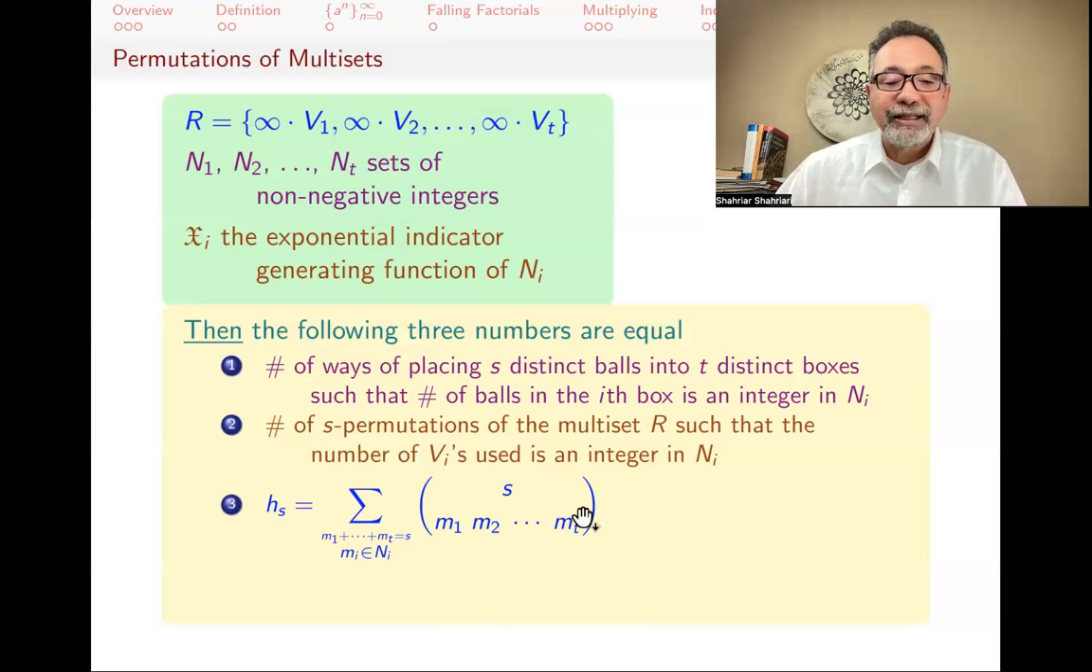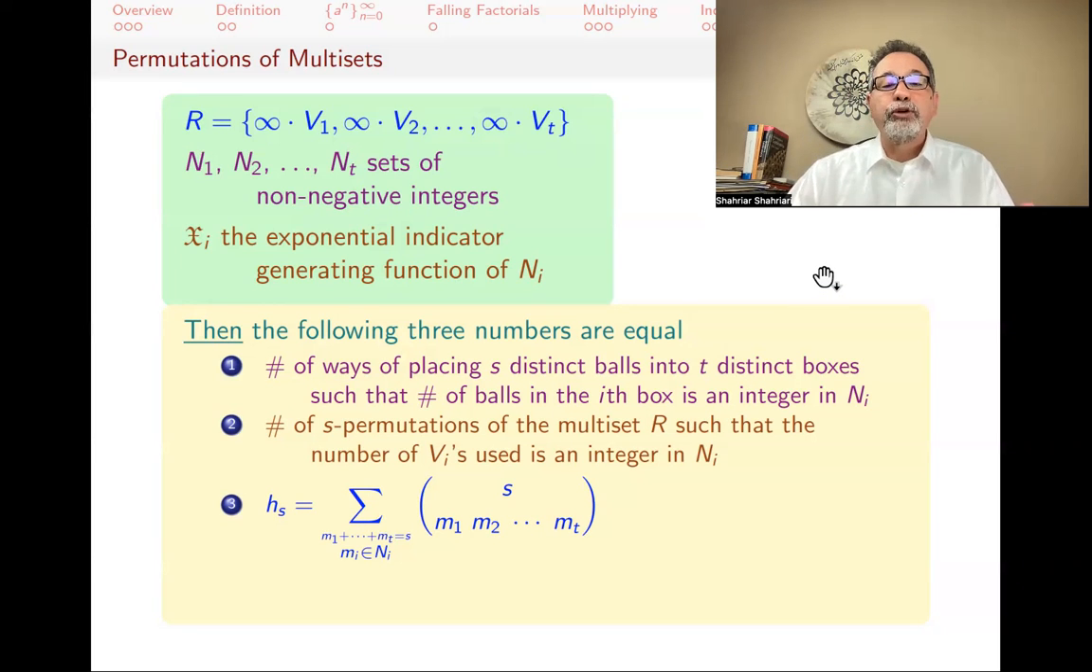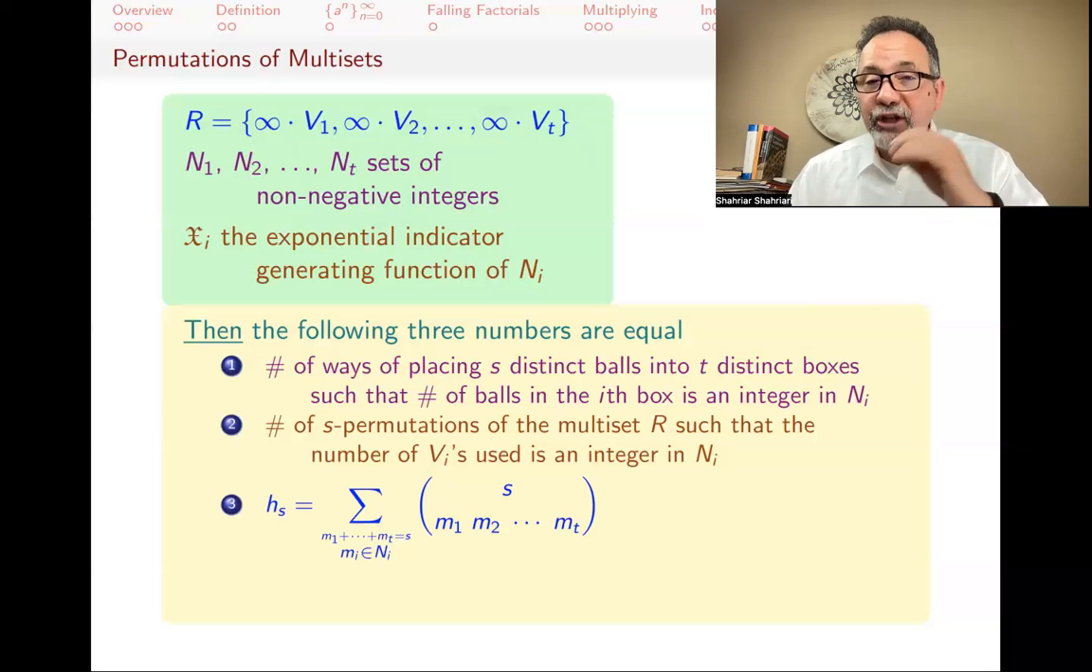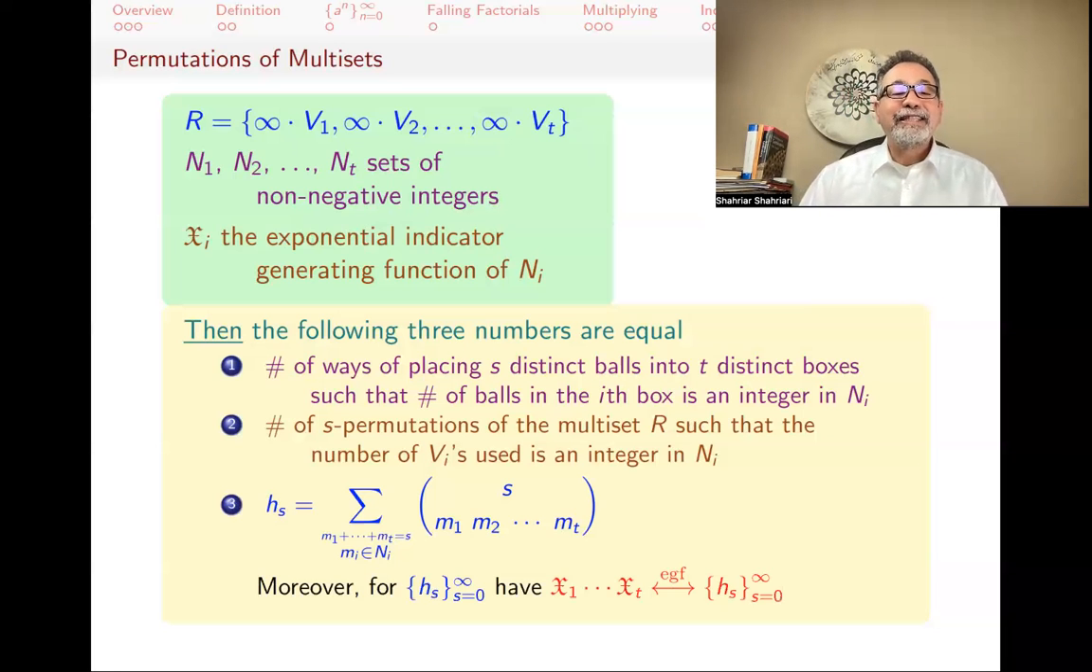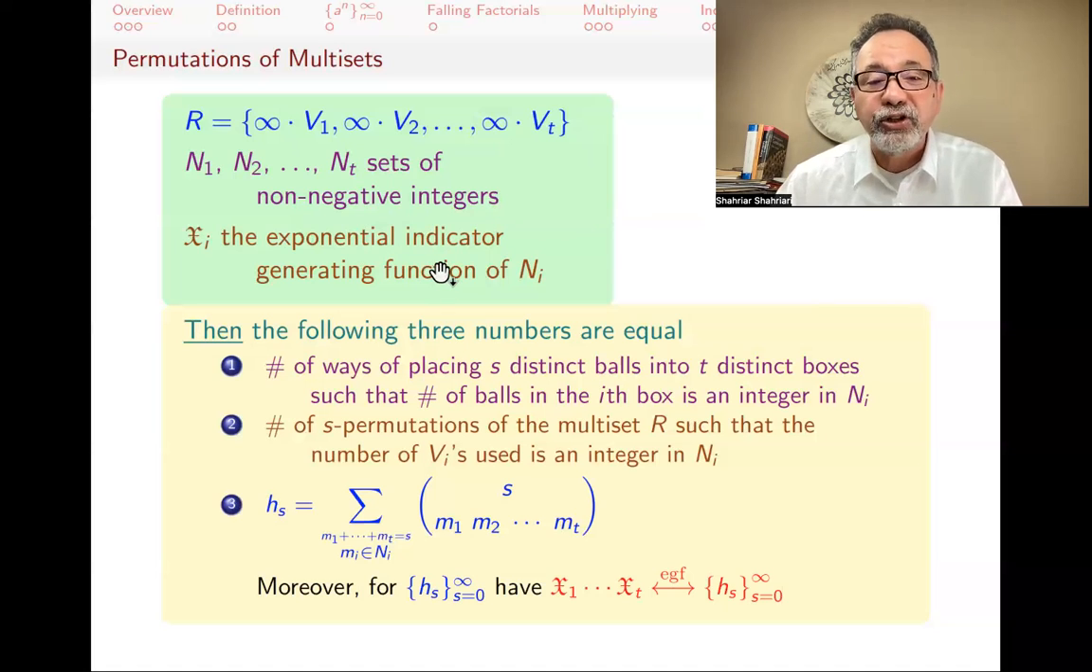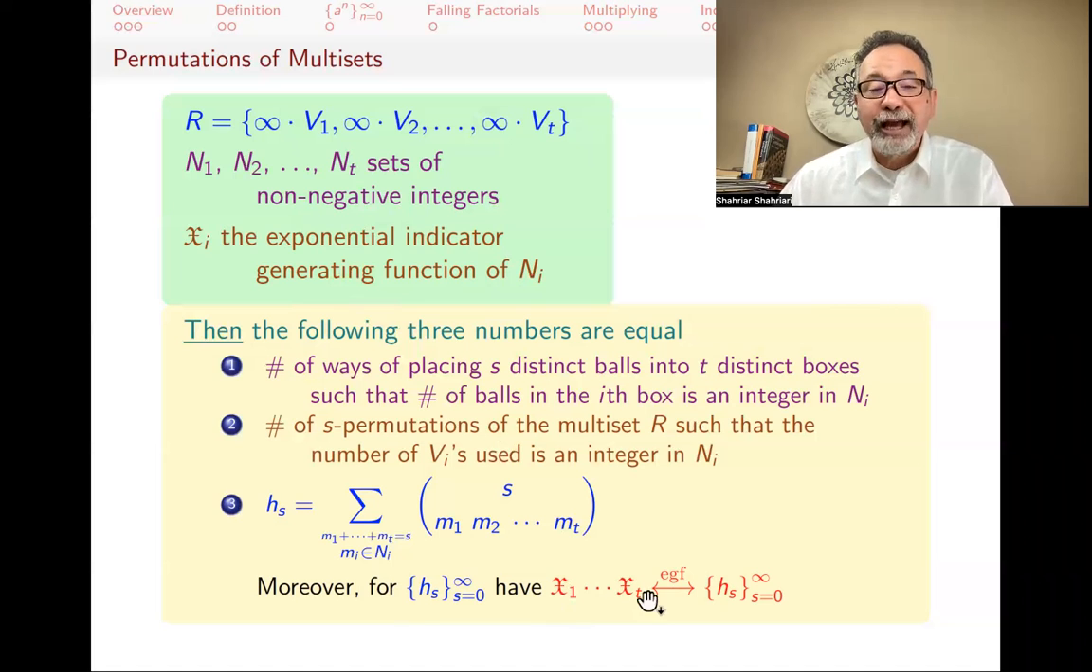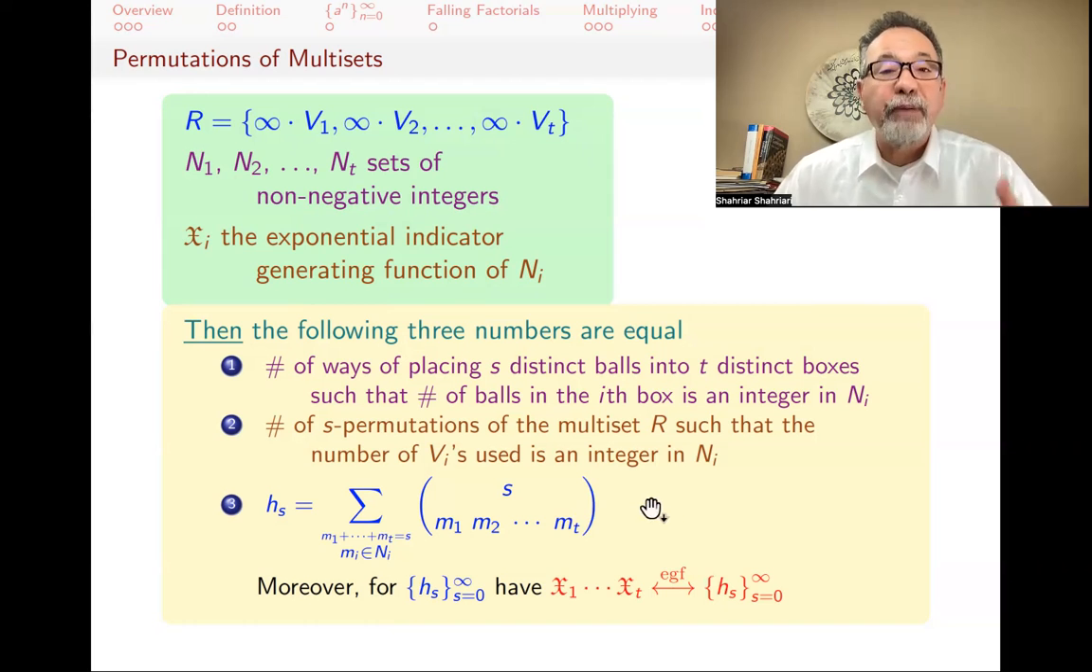So I just proved to you that the sum of multinomials is the same as those other two formulations of numbers. But what I'm going to say next, which I'm not going to prove on this slide but on the next slide, is that this sequence HS has an exponential generating function that is the product of those exponential indicator generating functions of the Ni. If you take these exponential indicator generating functions and multiply them, you will get the exponential generating function for this sequence of numbers that we want.